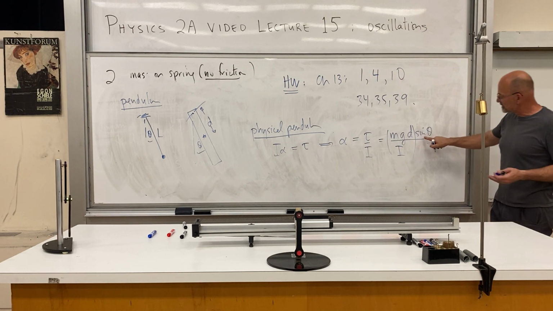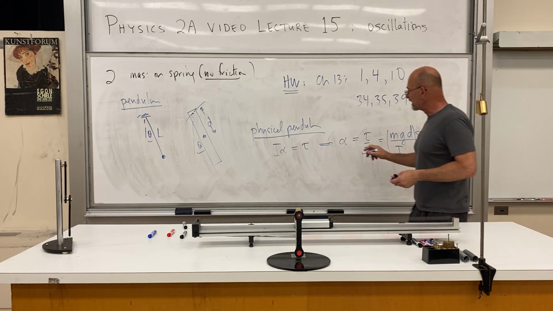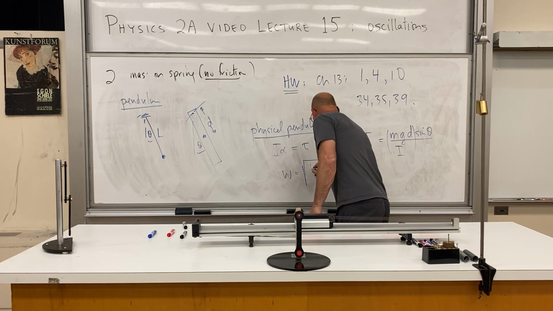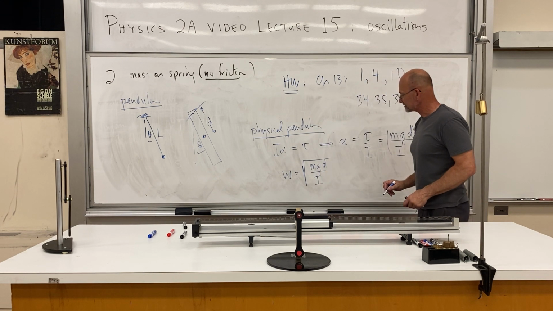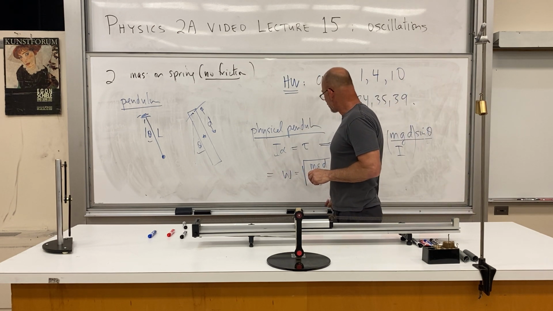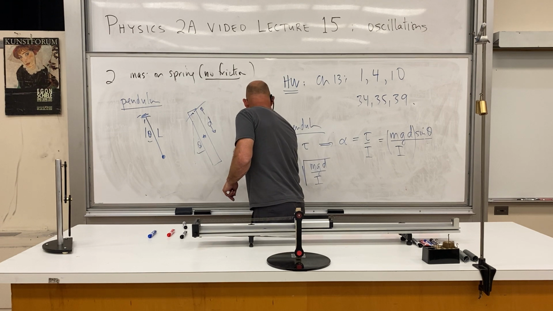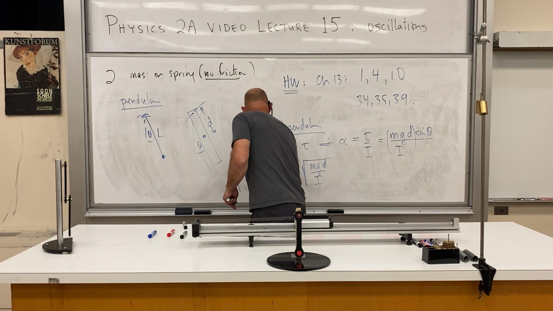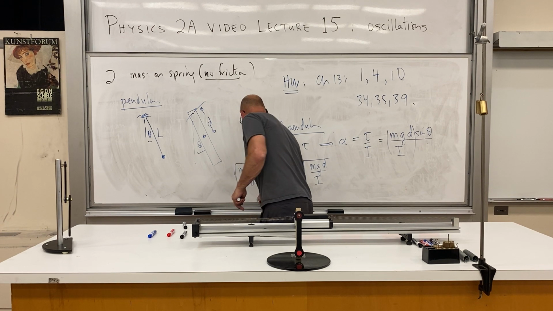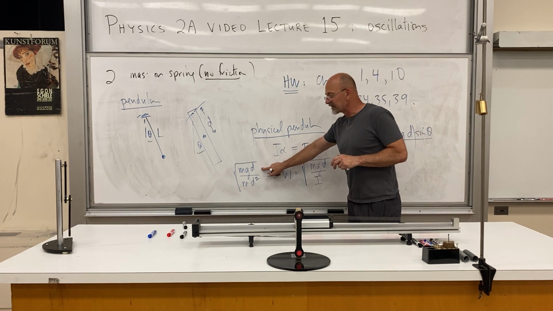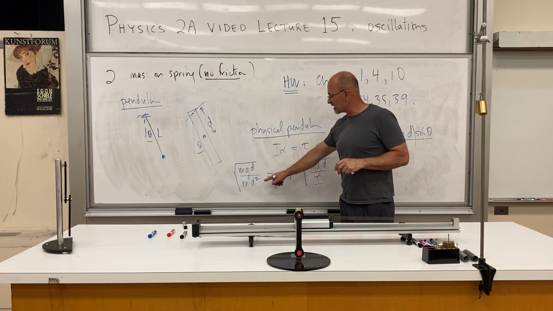Small angle approximation would just turn that into theta, and the frequency omega would be equal to the square root of mgd divided by I. So if we plug in the point mass example, we would end up with the square root of mgd over md squared. And I'll leave it to you guys to prove that that gives us the same formula we just had, except instead of L, I'm using the letter d.